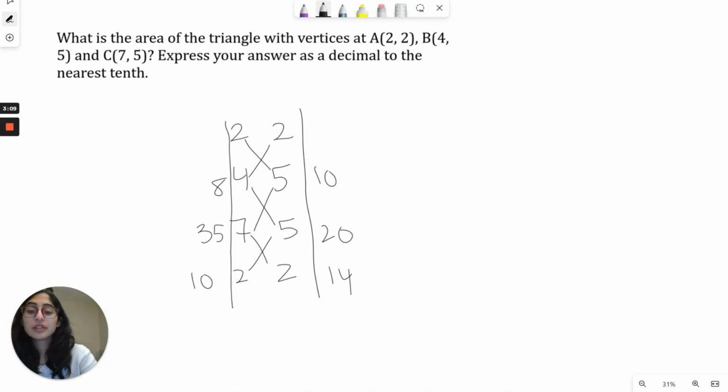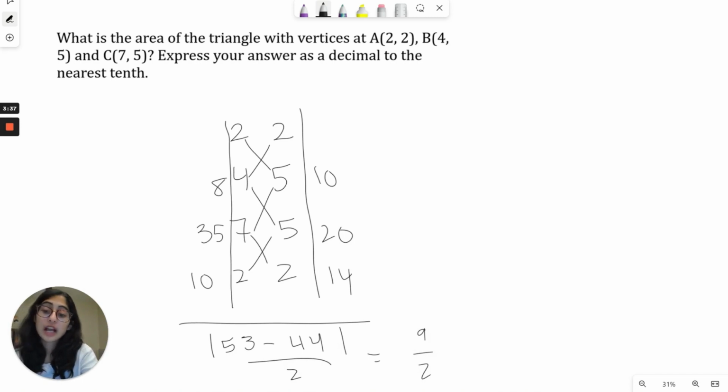But now what you do is you add up the numbers on both sides. So 8 plus 35 plus 10 is equal to 53, and then you subtract the numbers on the other side. So 10 plus 20 plus 14, that's equal to 44. And then you take the absolute value of that and you divide by 2. So in this case, this would be 9 divided by 2.